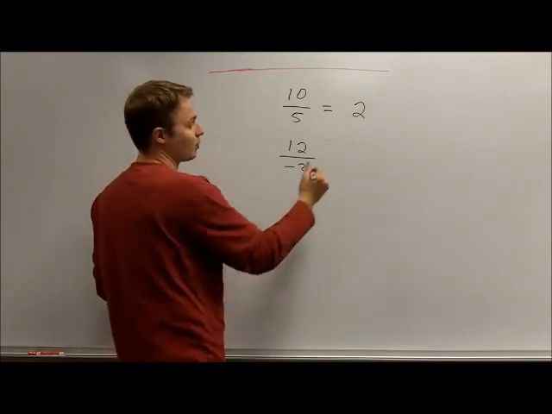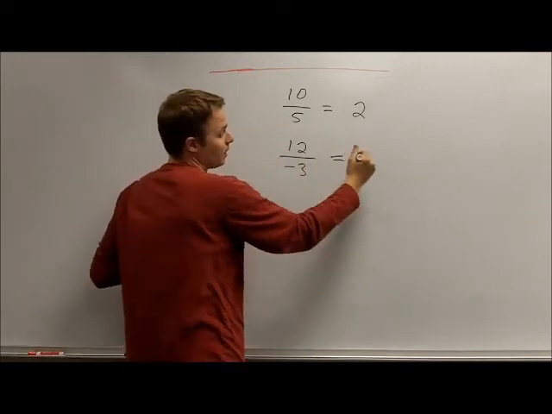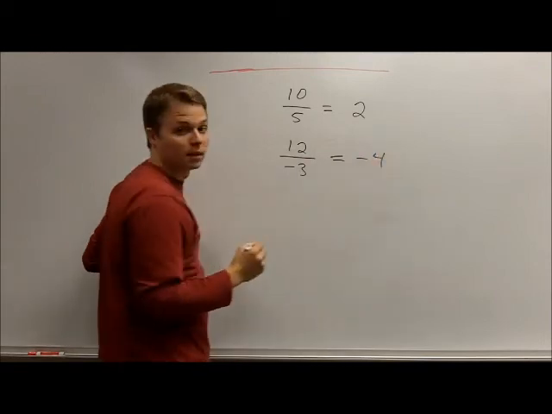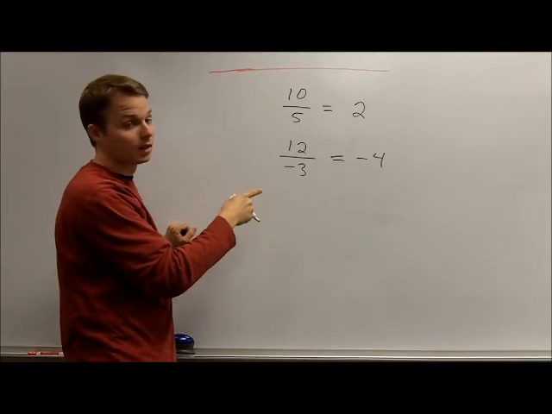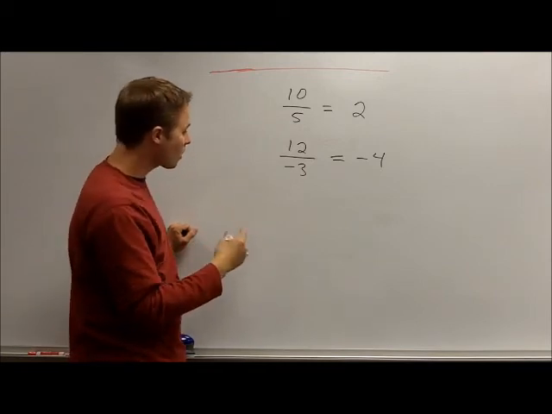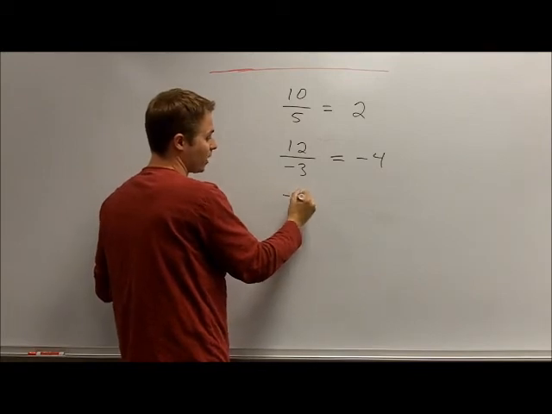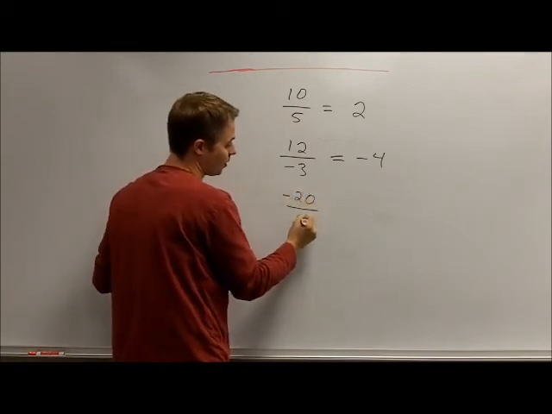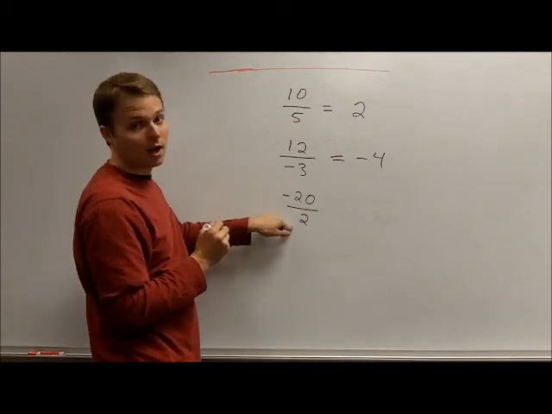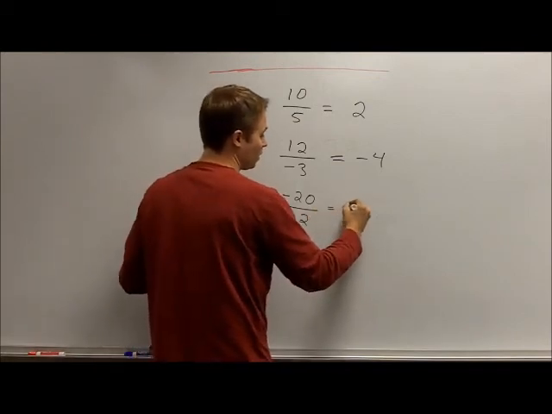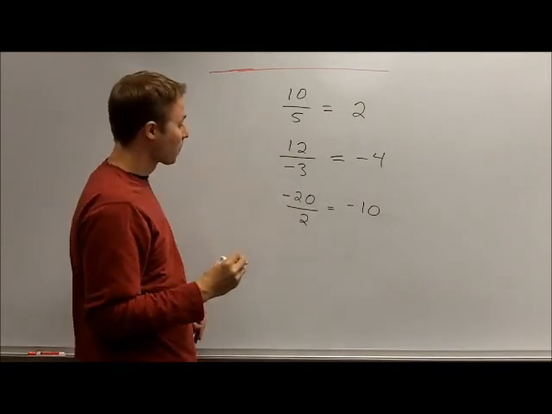So it's the same rule that we had in multiplication. If we have opposite signs, then the answer comes out to be negative. So in this case, a positive 12 divided by a negative 3 will be a negative 4. Same thing if I have the negative in the numerator and a positive number in the denominator. In this case, negative 20 divided by positive 2 will be a negative 10 because the signs are different.